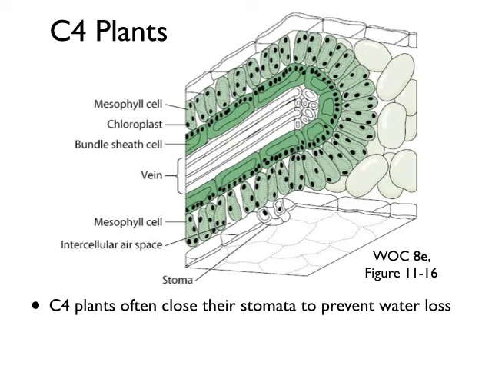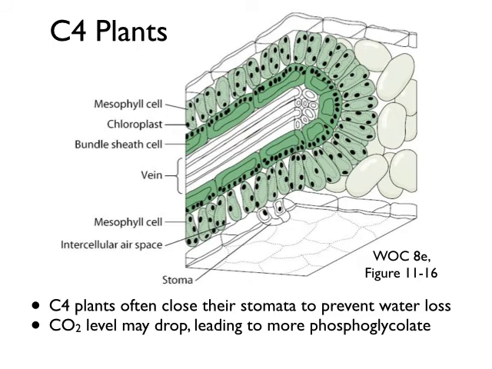Now, if you close your stomata, you have a problem. Remember that the Calvin cycle reactions depend on CO2 as an input. So you've got to fix carbon through CO2. But remember, we had this rubisco enzyme. It's very sensitive to how much CO2 is around versus how much molecular oxygen is around. So if your CO2 levels drop because you've closed your stomata, that's going to lead to more phosphoglycolate. You're going to have to run that glycolate pathway to try to recycle things.